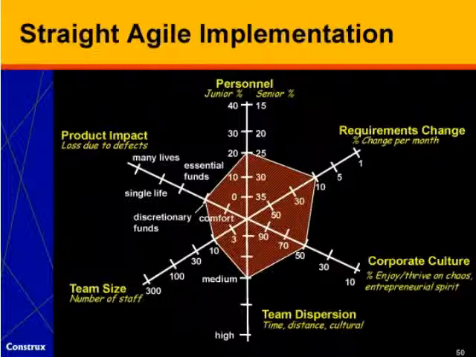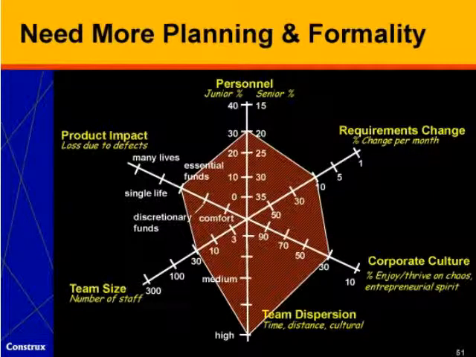In contrast, if we change just a few of the assumptions somewhat, and we say that the team is greatly dispersed, and that the product impact is higher, and the team size is a little bigger, then what we find is that this really doesn't call for Agile to anywhere near the degree that the preceding example did. So the bigger the filled-in area becomes, basically, the less call for Agile we see.